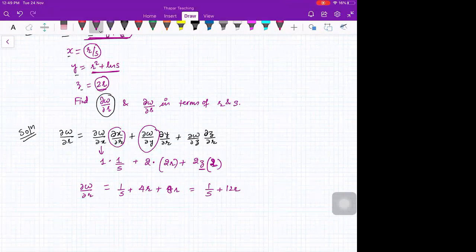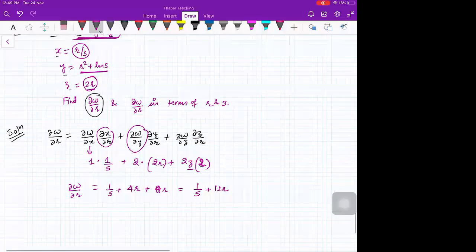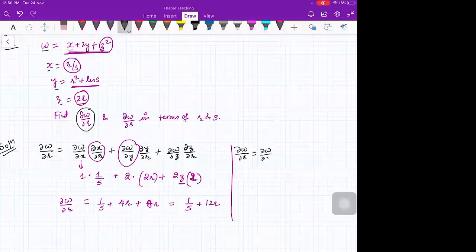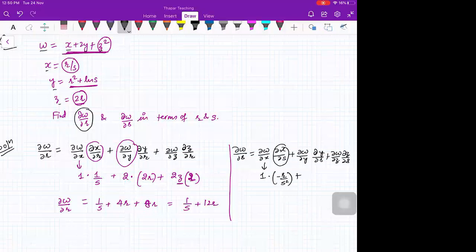Is that okay? Similarly, you can compute curly W by curly S. Curly W by curly S will be curly W by curly X into curly X by curly S, plus curly W by curly Y into curly Y by curly S, plus curly W by curly Z into curly Z by curly S. So what is curly W by curly X? That is 1. Curly X by curly S is minus R by S square. R is a constant. Plus curly W by curly Y, that will be 2. Curly Y by curly S is 1 by S, plus curly W by curly Z is 2Z into curly Z by curly S, that is 0. Your answer is minus R upon S square plus 2 upon S. Okay?